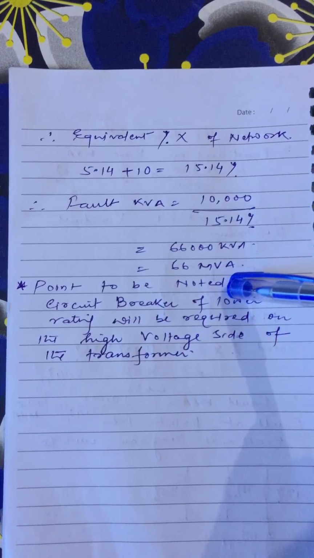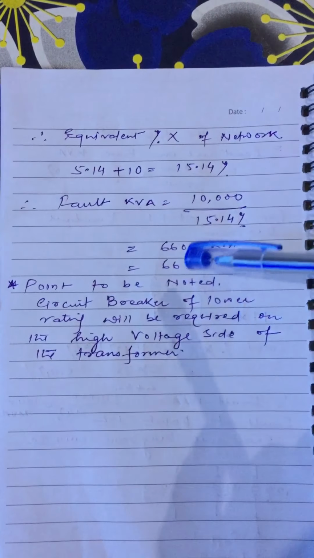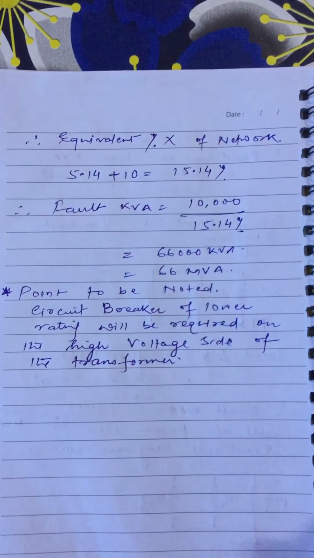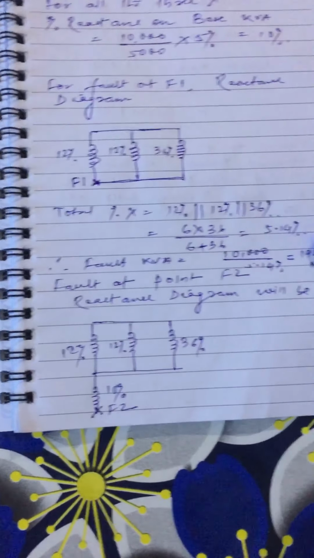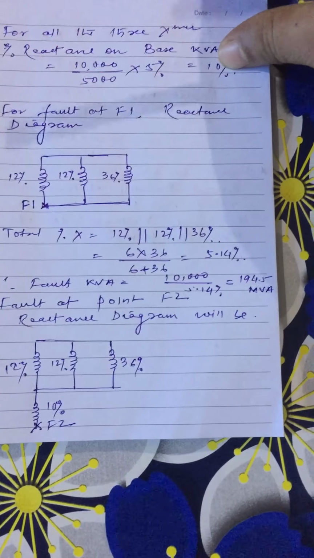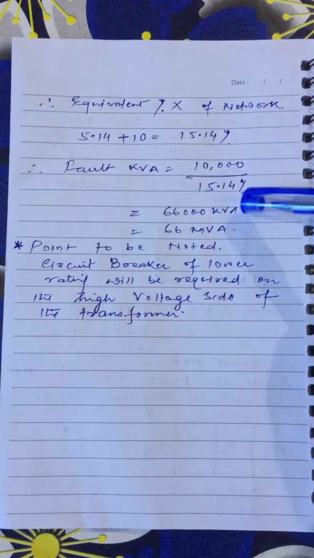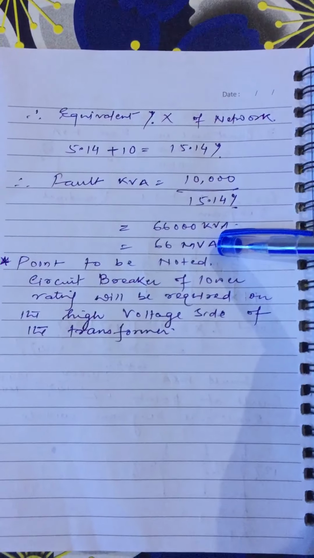Friend, one thing we need to notice here is that for the fault at the HV side, it is 66 MVA, and for the fault on the LV side, it was 194.5 MVA. See here, it is 194.5 MVA. So the fault MVA on the LV side is greater than on the HV side. See, 194.5 is greater than 66 MVA. So the fault on the LV side is always greater than the fault on the HV side.